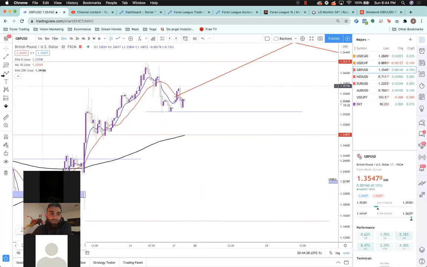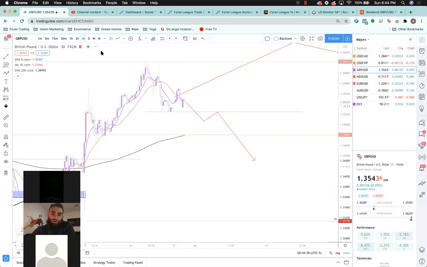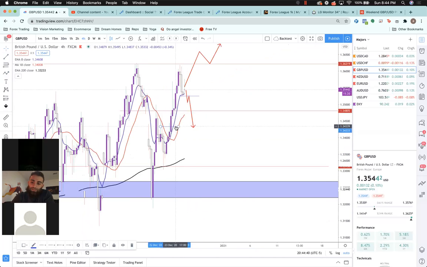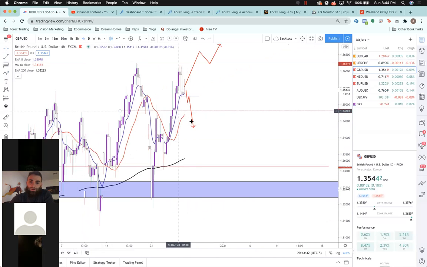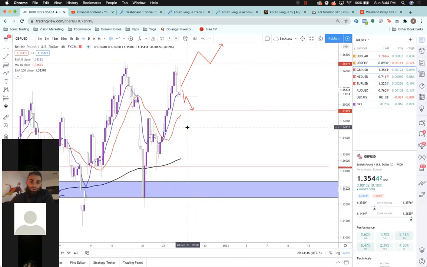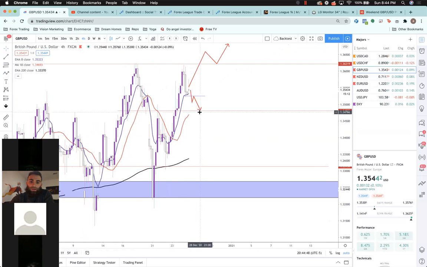Once this level breaks, we're going to start to load up sells into the lower zones. Where would I target? Let's go up to the 4 hour. Let's take this off, clean up the charts a little bit. This is our first target, this red line right here. And then even lower than that, I would start to target all the way down to here.